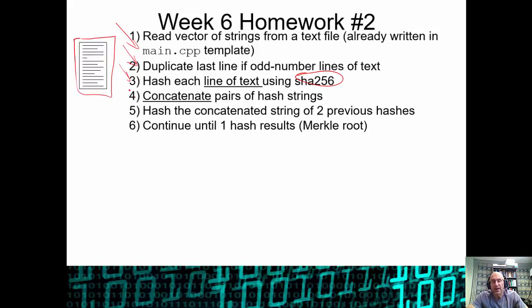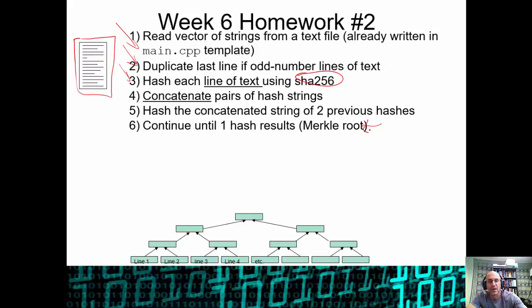Then you will concatenate two hashes together, and then hash that concatenation and continue until you only have one hash left. Your vector only has one element in it, and that is what's known as the Merkle root. So here you pictorially show where each one of these now is going to be lines of the text file. You're going to hash and then put them together, concatenate, hash, etc. up. And so you're going to end up with a single function.